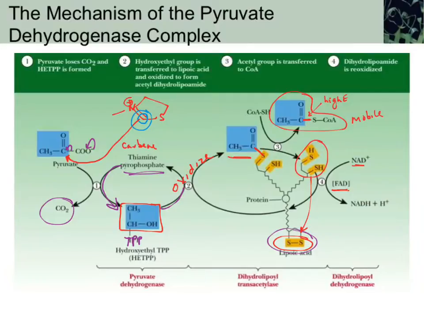Okay. So after all of that, we eject our coenzyme A, our now acetyl coenzyme A, because it has an acetyl group attached to it. We've ejected NADH, and we're now right back to where we started with our enzyme ready to go and do it again.